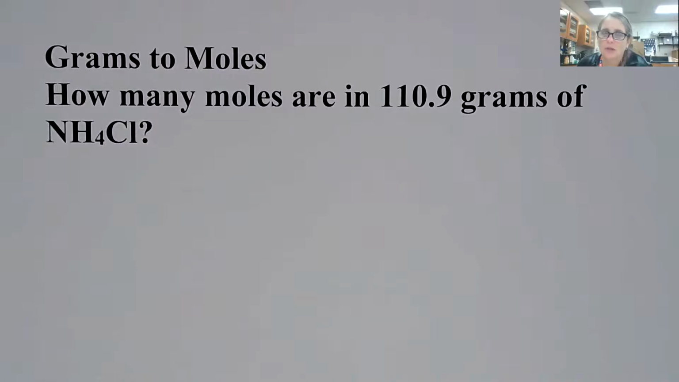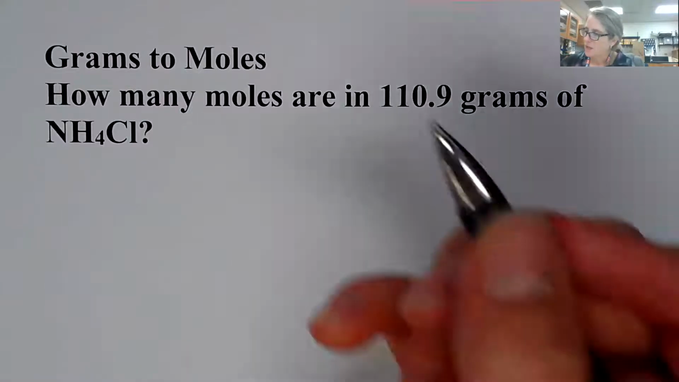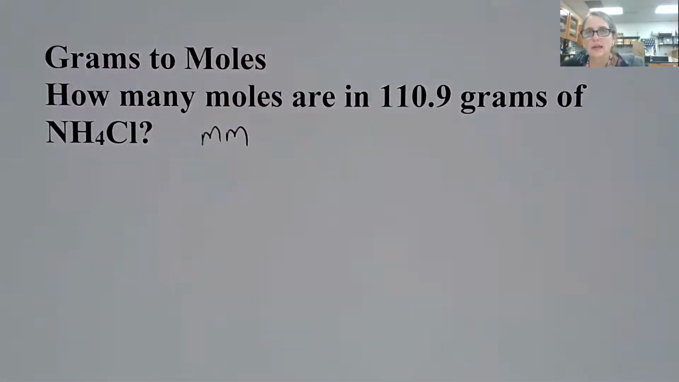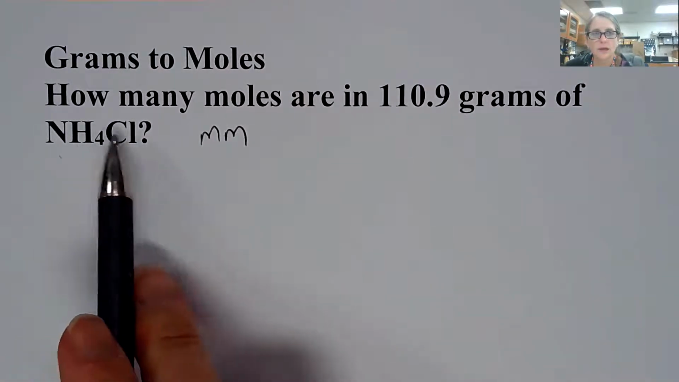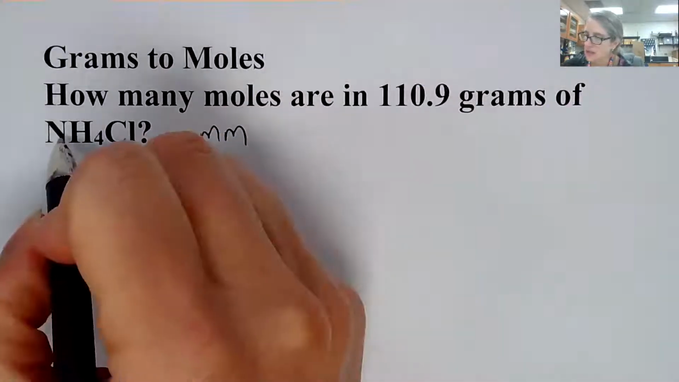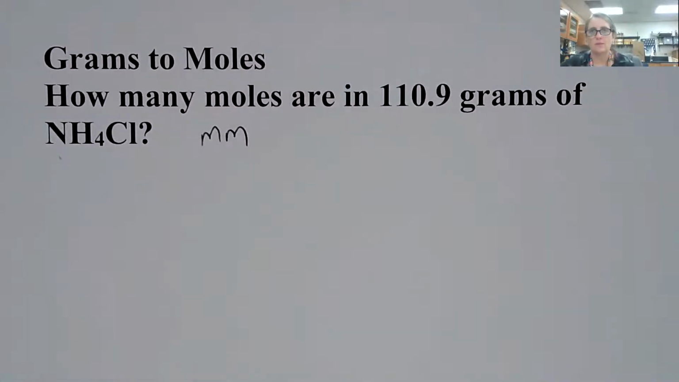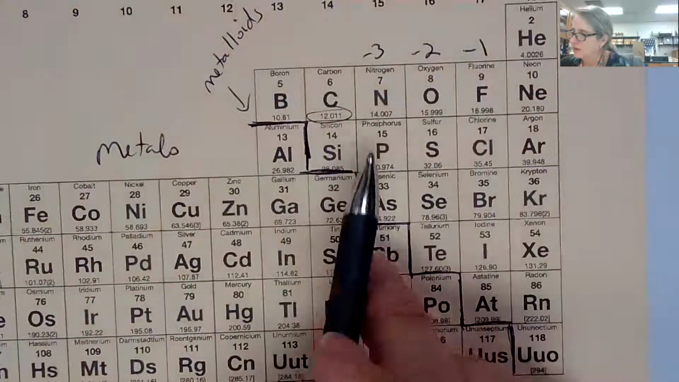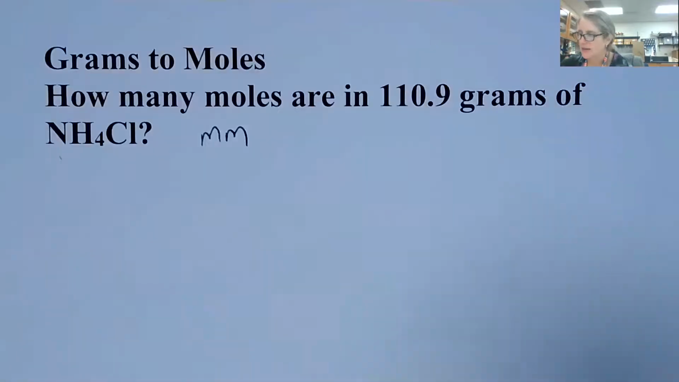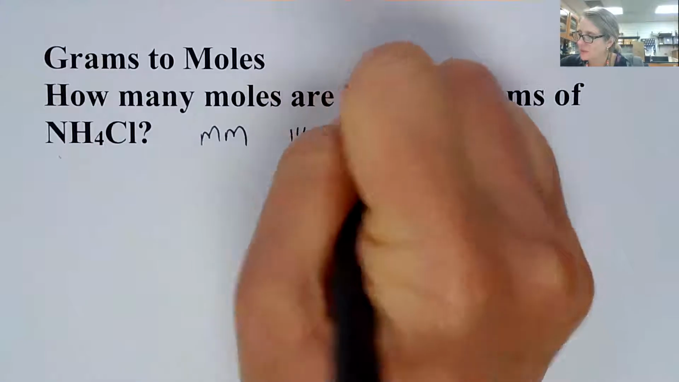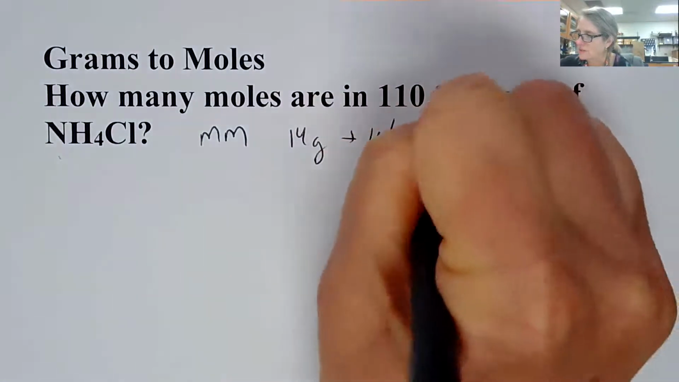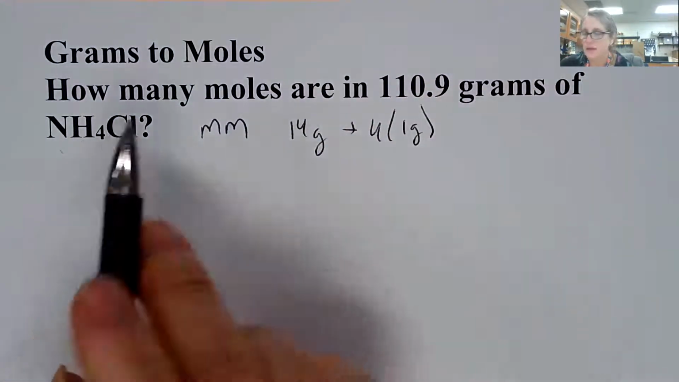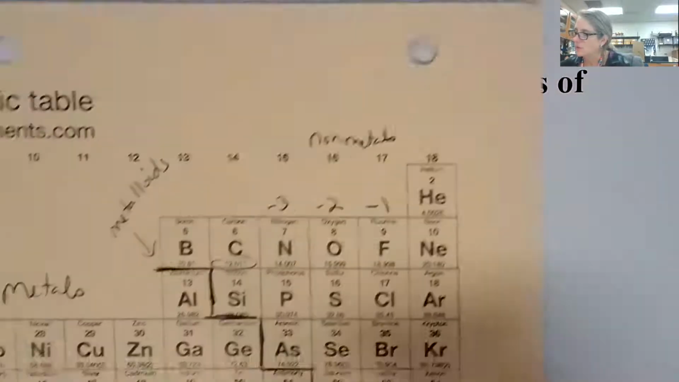So how many moles are in 110.9 grams of ammonium chloride? Again, for each one of these calculations, I have to find the molar mass first. So I have to add up the nitrogen, the 4 hydrogens, and the chlorine. Nitrogen, when you look it up on the periodic table, again, this is where we get all of our information, is 14. So I have 14 grams plus 4 times, hydrogen is always 1, and then we've already seen chlorine. Okay, again, chlorine is right here.